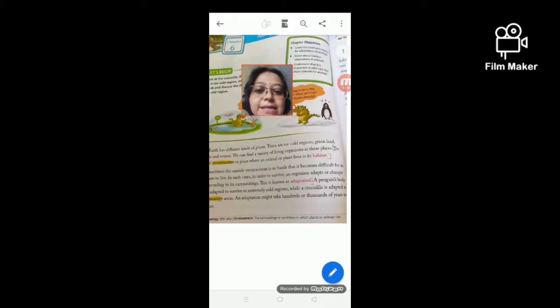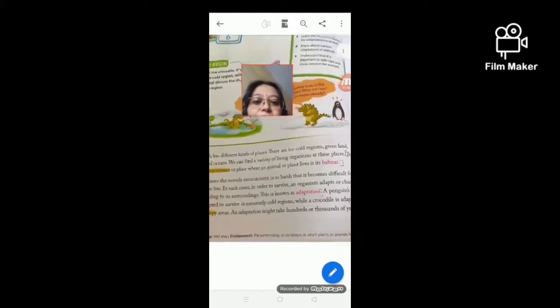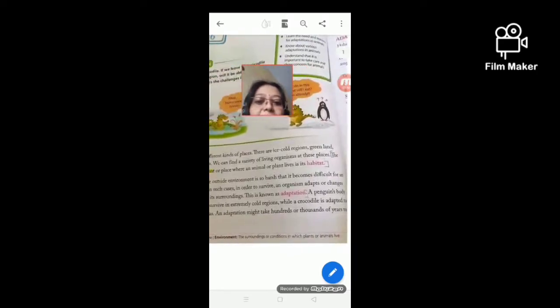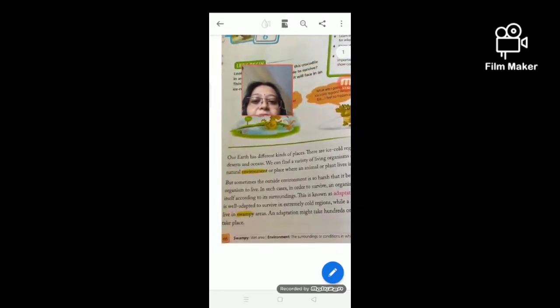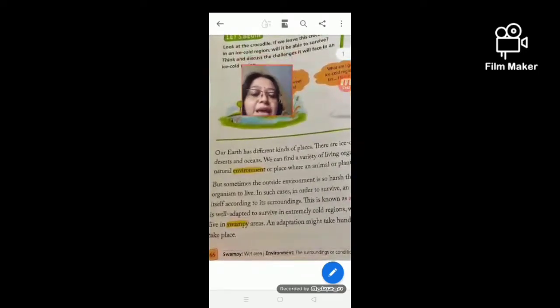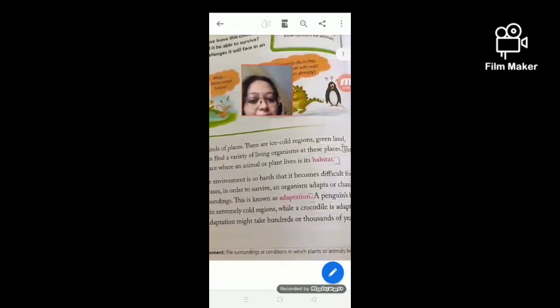In such cases, in order to survive, an organism adapts or changes itself according to its surroundings. They have to bring certain changes in themselves so that they can adjust to the environment. This is known as adaptation.